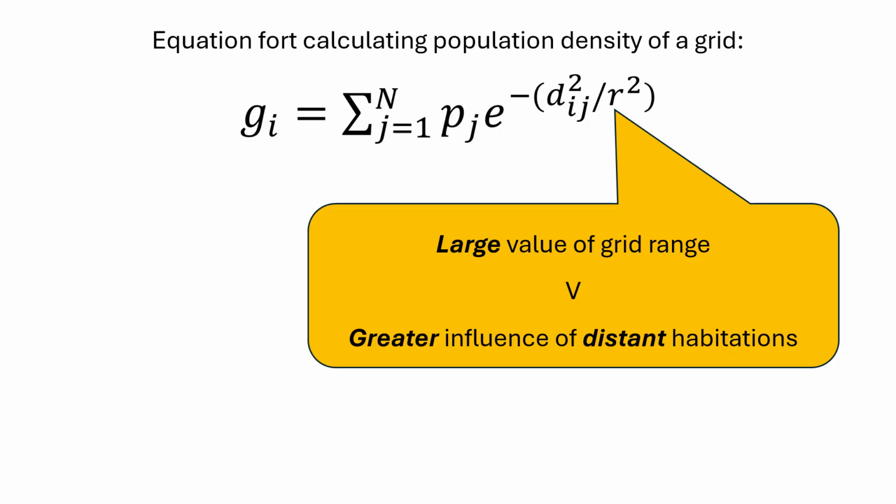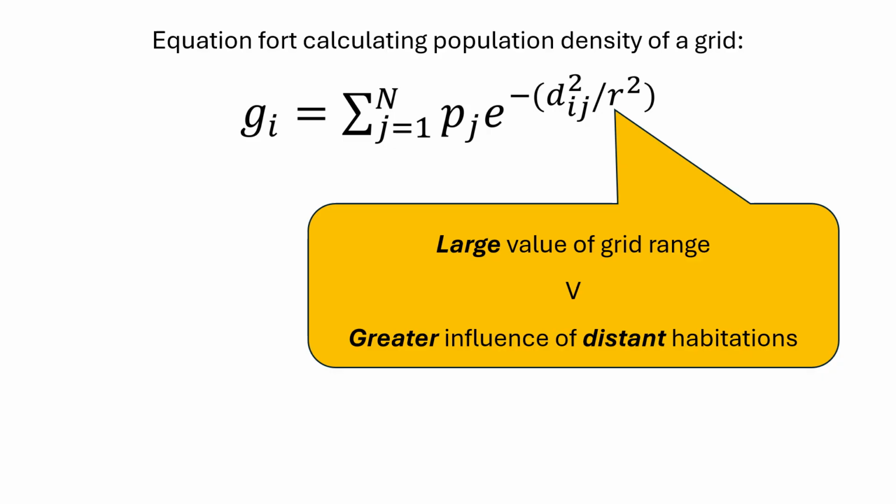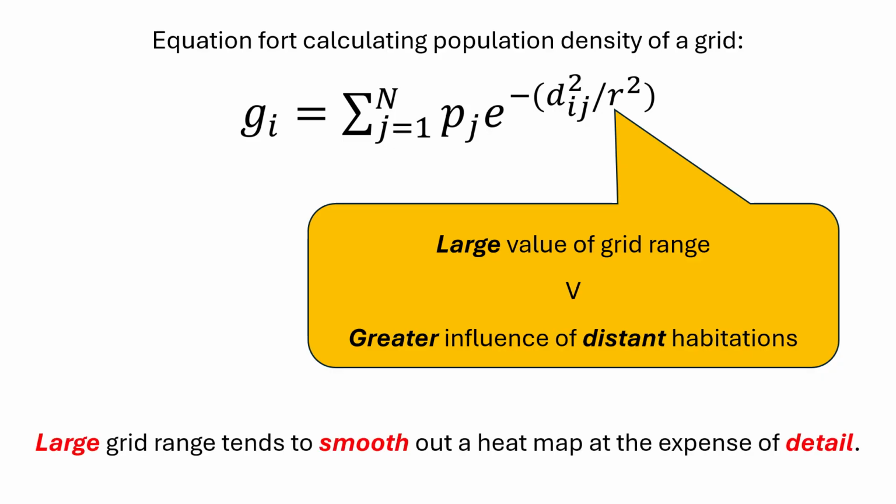How this works is that a large value of grid range means a greater influence of distant habitations. So large grid range values tend to smooth out a heat map at the expense of detail, as we will show shortly.